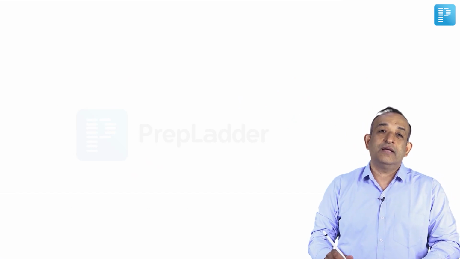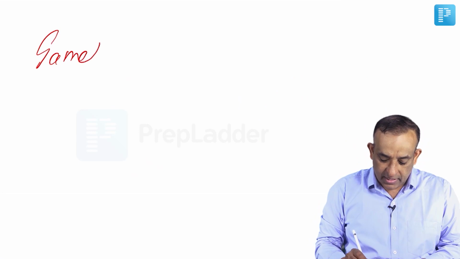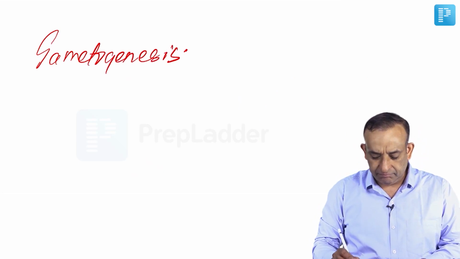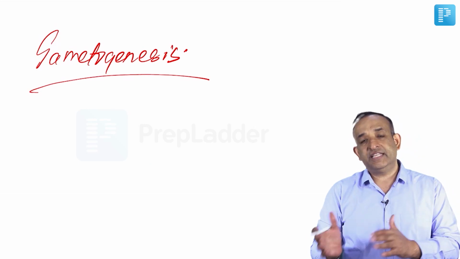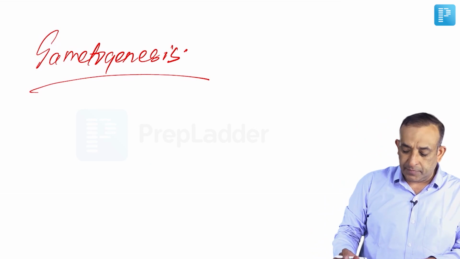Hi, welcome again, and we shall now read about gametogenesis. Now, gametogenesis, as the name implies, we are seeing the development of the oocytes and the development of the sperms. So, let us see spermatogenesis.